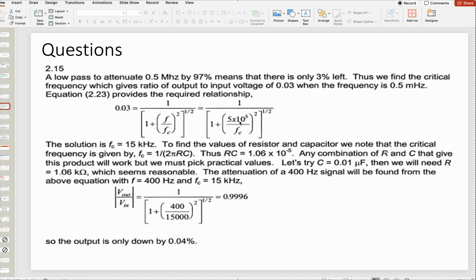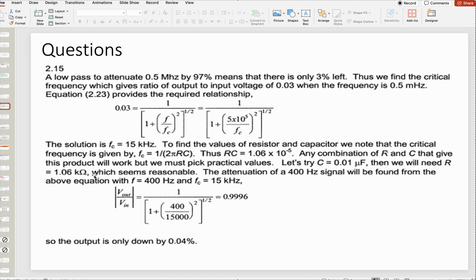This is exactly what you want. And then we find out what is FC. Now FC is equal to 1 over 2 pi RC, and as we said, if we assume that C is, for example, 0.01 microfarad, which is a good assumption, then the resistance is going to be 1.06 kilo ohms in this case. And so this is the first part of the problem.